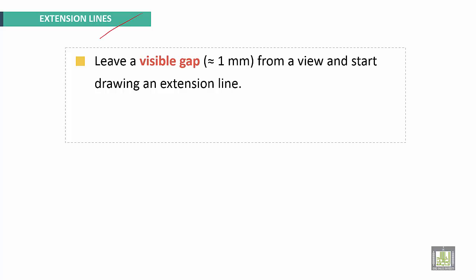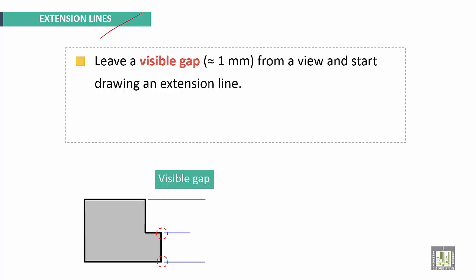Leave a visible gap about 1 millimeter from a view and start drawing an extension line. Here we have an example. We have to leave a visible gap about 1 millimeter between this drawing line, the extension line, and the object view.